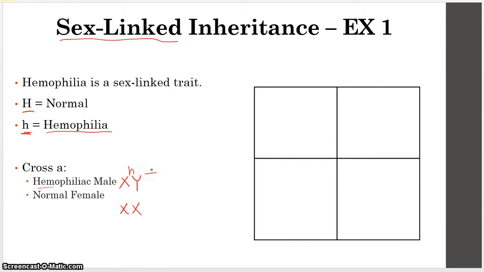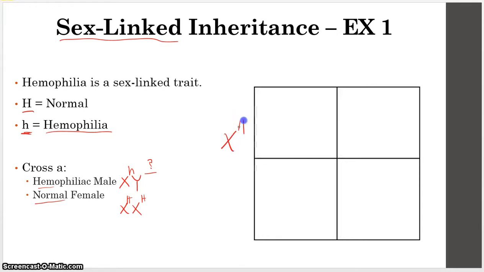There's not going to be anything out here on the Y because that Y is not big enough and it doesn't have all of those genes. Okay. Now, if we have a normal female, then that means that she's going to be homozygous for the dominant trait, which is normal. So she's going to be right here. So XX and then 2 H's. And so now we just put this into a Punnett square like we would anything else.